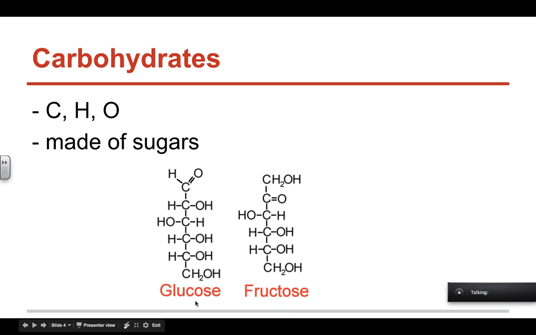Glucose is table sugar. It's the most common sugar. It's very necessary for your body. We will talk about that more. Fructose is actually a sugar found in fruit, right? And there are many other types of sugars. When these sugars are put together and built up, they can create different types of molecules, which we'll talk about in a second.